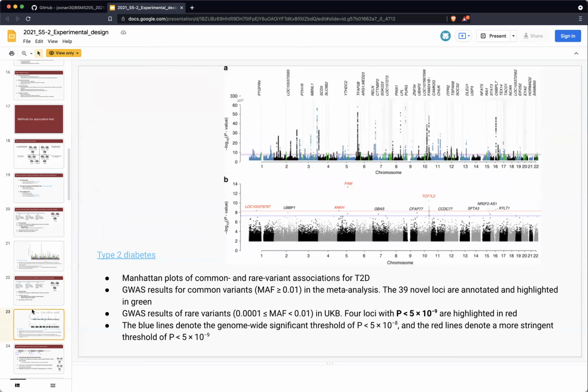Okay, and this is an example of the Manhattan plot of type 2 diabetes. The plot above is the common variants and the one below is the rare variants. So you're comparing the differences in terms of the threshold from the multiple comparison, and also the number of loci associated with the disorder.